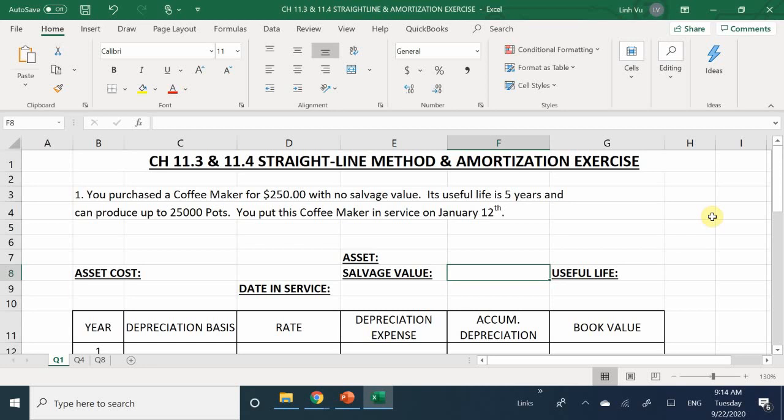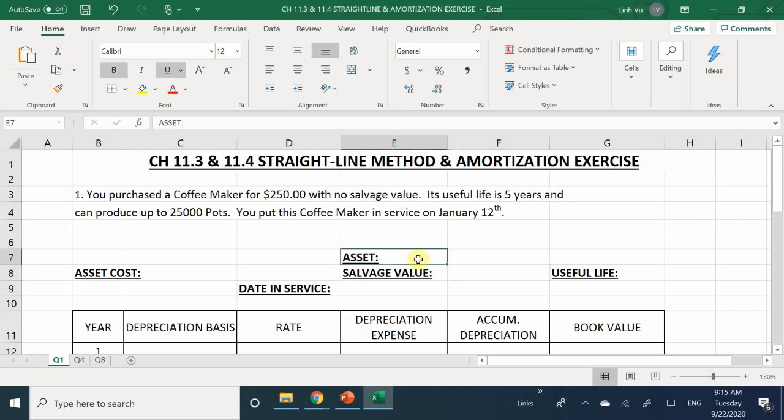Okay, so you purchase a coffee maker for $250, with no salvage value. So here we're already eliminating our salvage value. Its useful life is 5 years, and it can make up to 25,000 pots. And you put this coffee maker into service on January 12th. So, let's go ahead and fill in our little bubbles here.